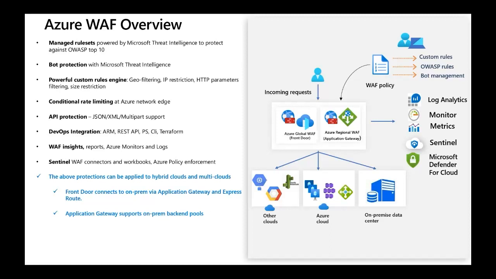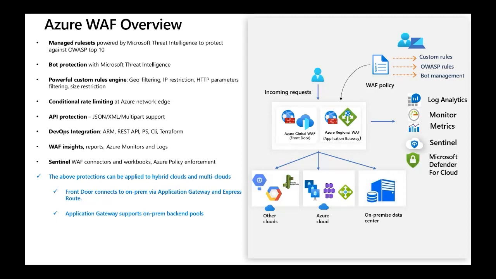We also have bot protection with Microsoft Threat Intelligence. Bot protection provides protection against malicious botnets, and it has the ability to block or log requests from known malicious IP addresses. We also have the ability to customize the web application firewall rules. You can do this through a custom rules engine, which allows you to create your own rules that are evaluated against each request that passes through the WAF.